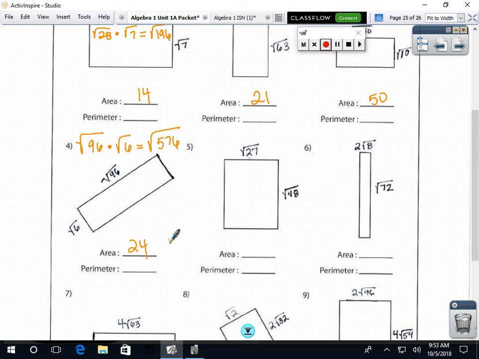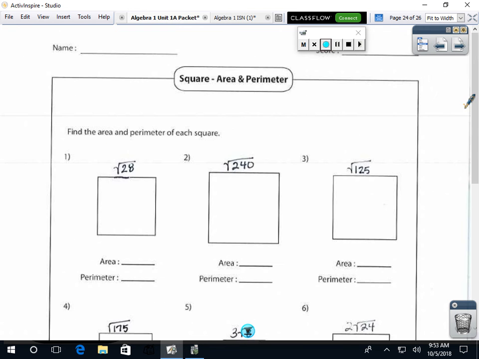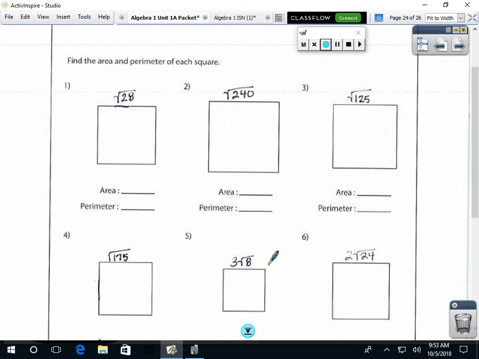Okay, we got to move on to perimeter now. So go back to the squares and let's look at perimeter. How do you find the perimeter of a square?